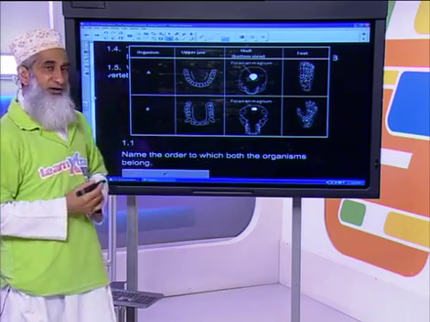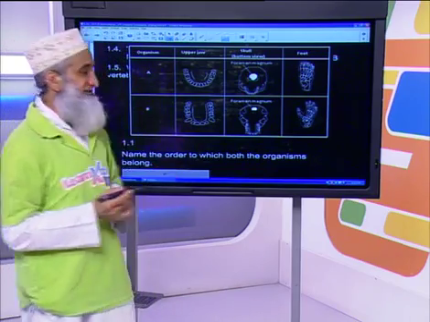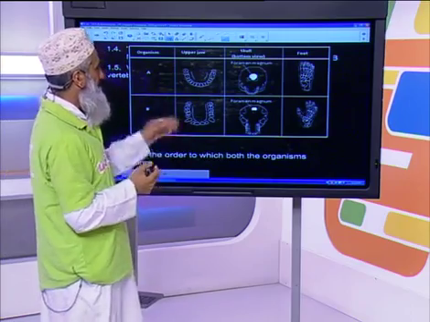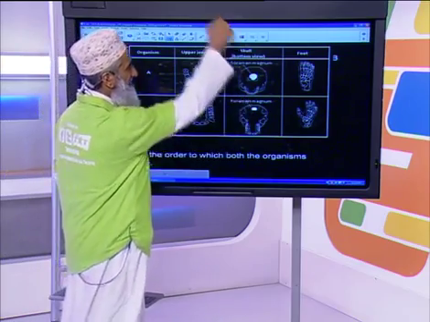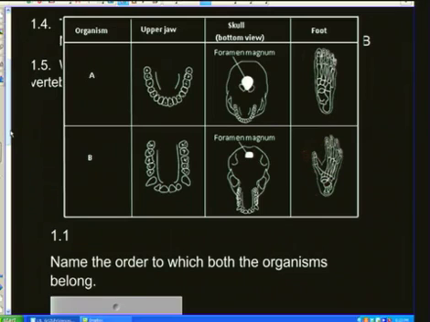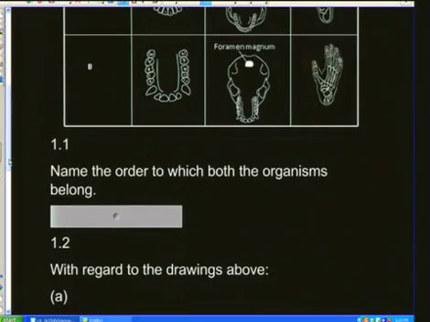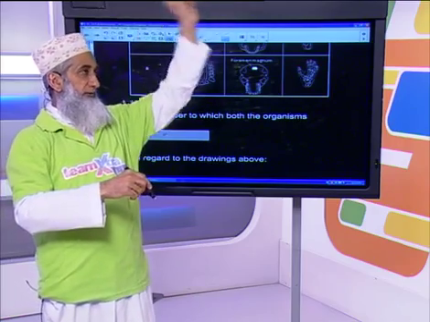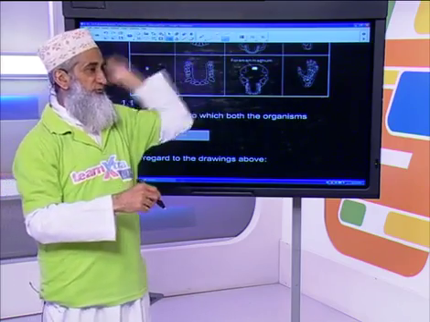So we're given a diagram here with two species, A and B, showing the upper jaw, then the skull from the bottom view, and then the foot of these two organisms. The first question says, name the order to which both these organisms belong. The order. Now you need to think back on what we said just now when we classified. Start with Animalia. Then we went to Mammalia. Order, and I've been saying this word often.